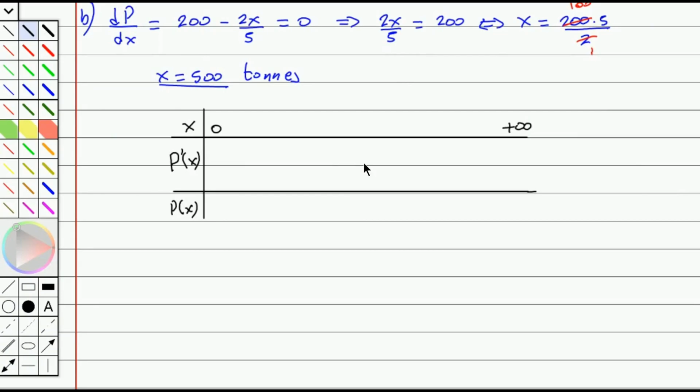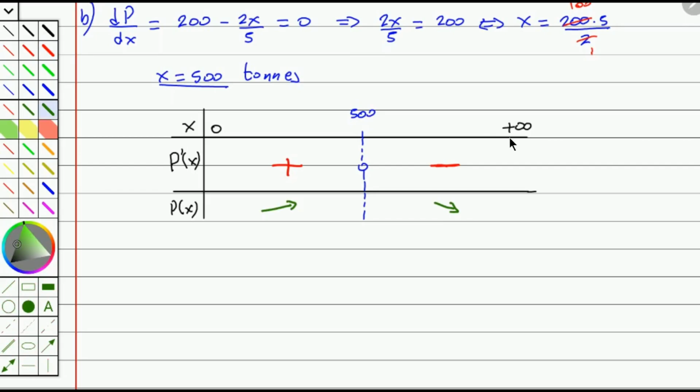And once again, we construct the sign table. Once again, it is illogical to have a negative quantity of cement being produced. So we start x from 0 all the way to infinity. We have p prime and p, and let's place our x, which is 500, again a single root. And now from the final form, we have a negative on the highest order term. So we place minus and then plus on the other side. So we will have increasing, then decreasing.